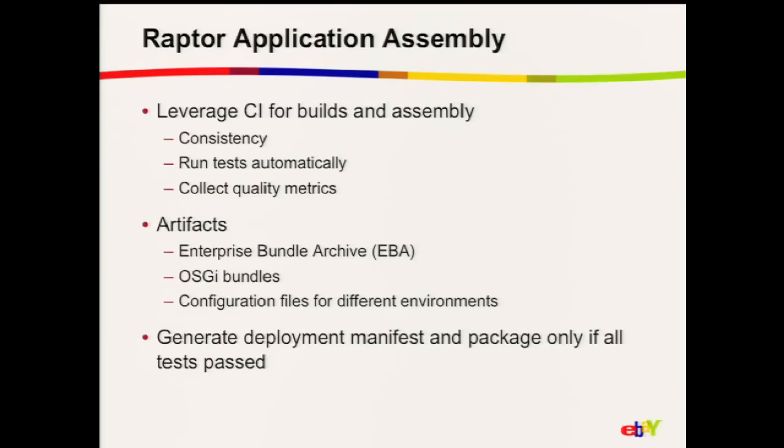In terms of the actual artifacts that we deploy, we are OSGi based, right? So our application typically consists of a number of OSGi bundles, right? And then at the top level, we basically have this enterprise bundle archive, EBA, which essentially describes the top-level bundles that are used by the particular application, okay? And the other important part is the configuration files.